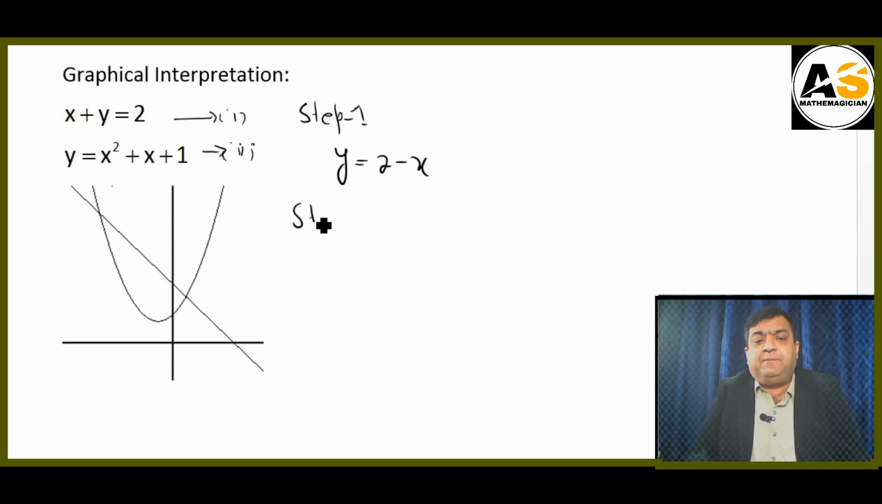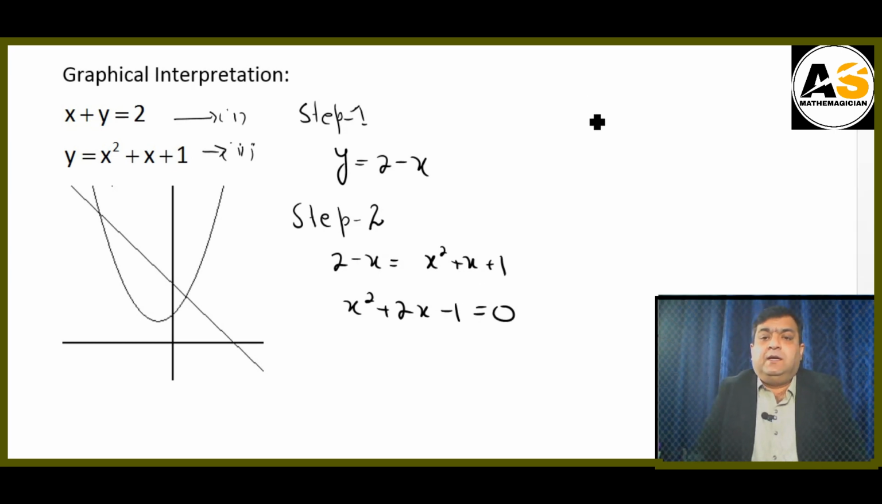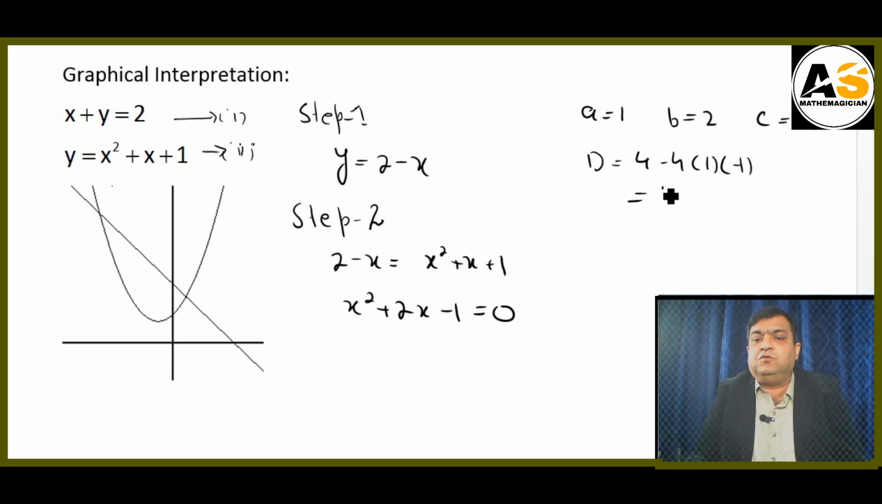What was the second step? In the second step, we have to put this value of y in the quadratic equation to get a quadratic equation in one variable, which is x square plus 2x minus 1 is equal to 0. Now student, we have to see over here, a is equal to 1, b is equal to 2 and c is equal to minus 1. Discriminant is equal to b square minus 4 into a into c, which is equal to 8, which is positive.